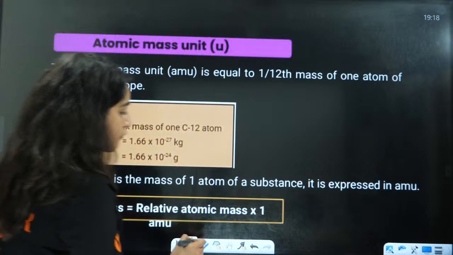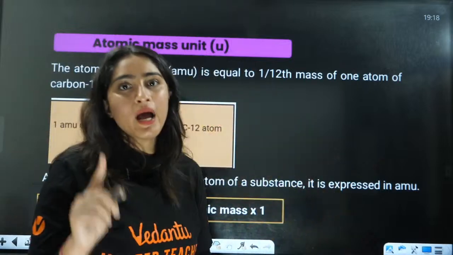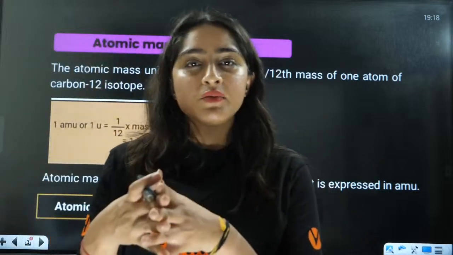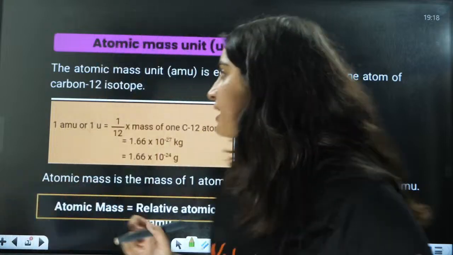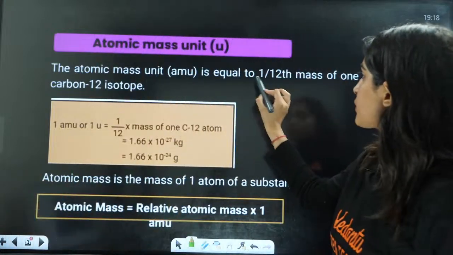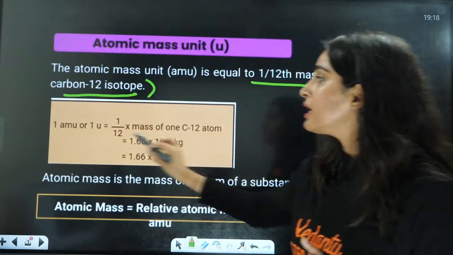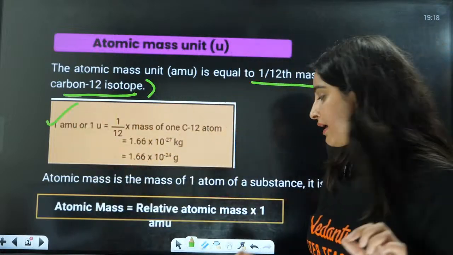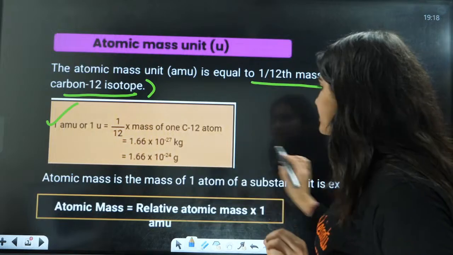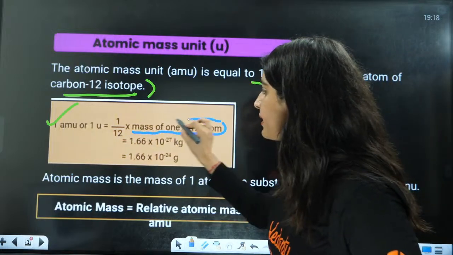Okay. Same way we'll calculate 1 AMU, and I'll multiply all the atoms by 1 AMU. Okay, so atomic mass unit is equal to 1/12th mass of one atom of carbon-12 isotope. This is the first thing. Now, after calculating, what is the mass of... this is an experimental thing.